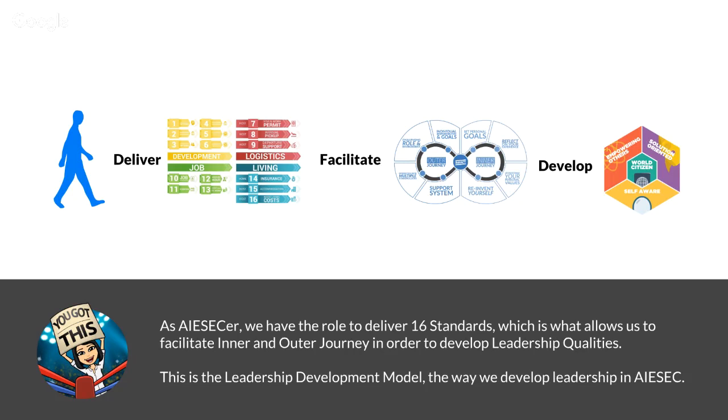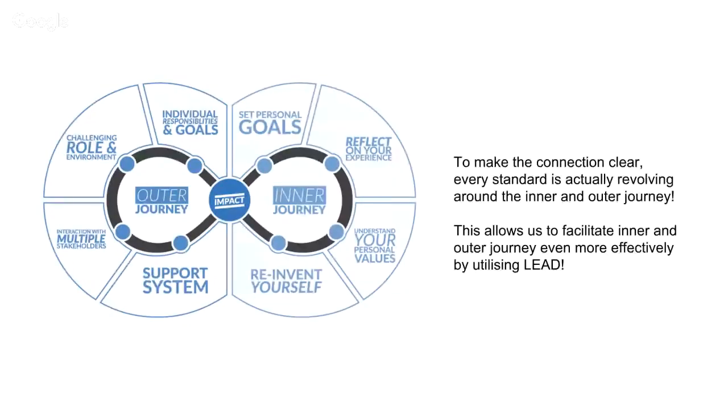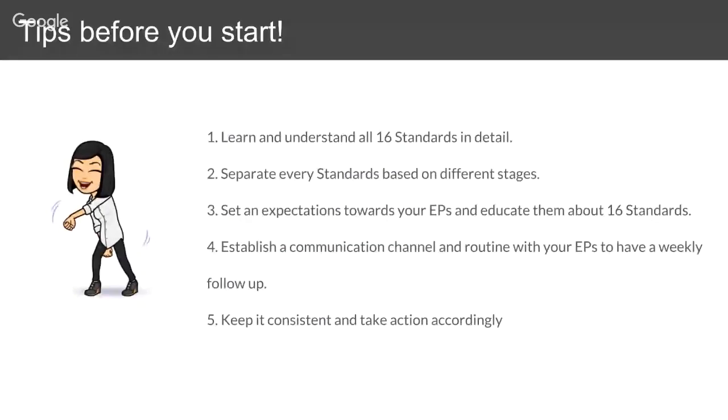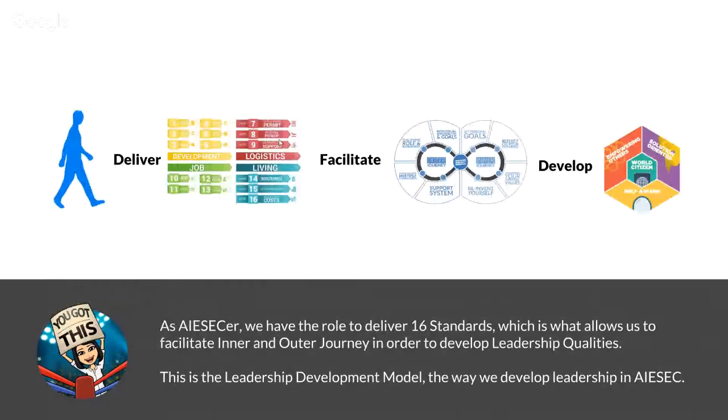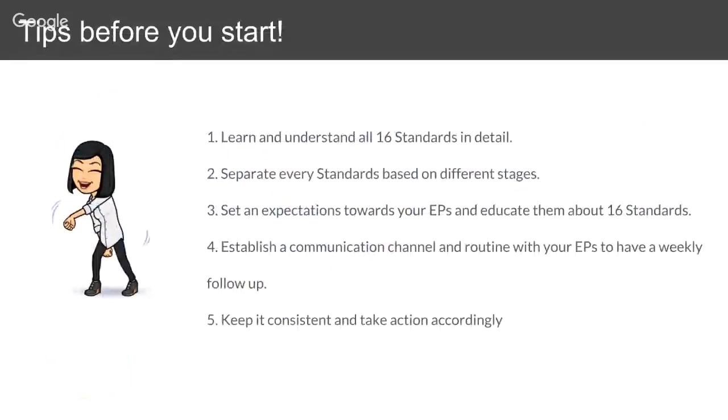To make the connection clear, every standard revolves around the inner and outer journey, and this allows us to facilitate even more effectively by utilizing LEAD, which we are going to cover in EPM education as well. So, tips before you start: learn and understand all 16 standards in detail. For example, visa and work permit, arrival pickup, insurance: each of them has its own definition of done. It can't be common sense, like thinking they have insurance means it's done. So really read through the city standard in detail, and separate every standard based on different stages, because in OGV there are standards that are supposed to happen in the first week, second week, third week, different stages of exchange.